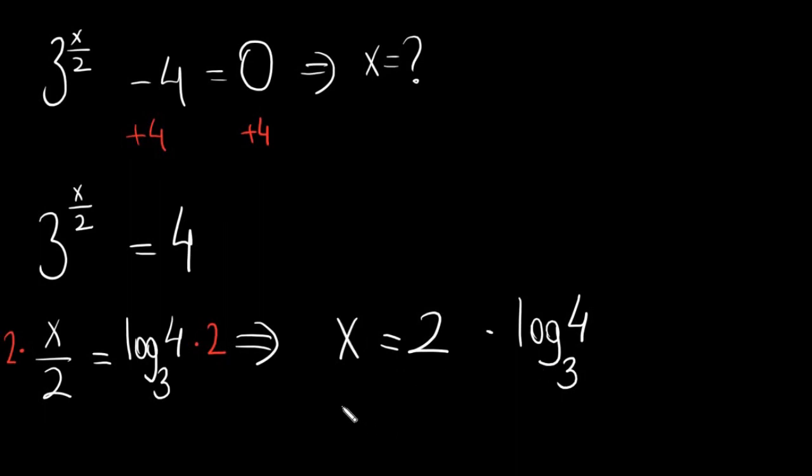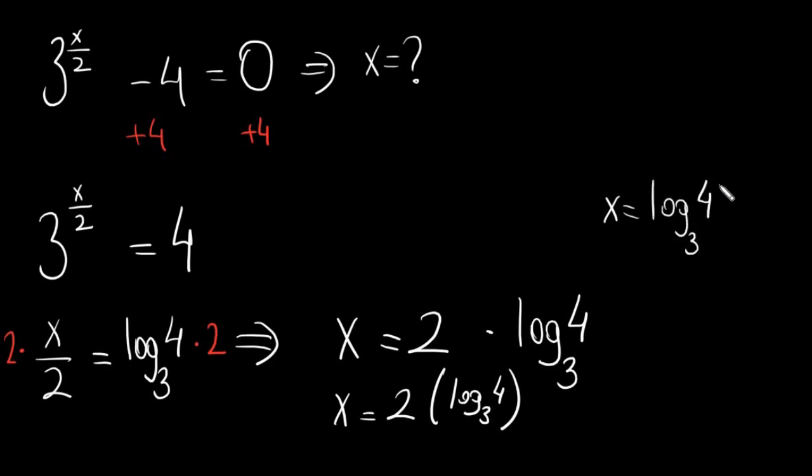Okay, so I can also rewrite this as 2 in brackets log base 3 of 4. Actually here in this case we can just move this 2 right over here. We can write this as x equals log base 3 of 4 to the power of 2, but it's another lesson's topic, okay? So you just need to know that the answer here, x, is 2 times log base 3 of 4. All right. So I'm going to write another example.